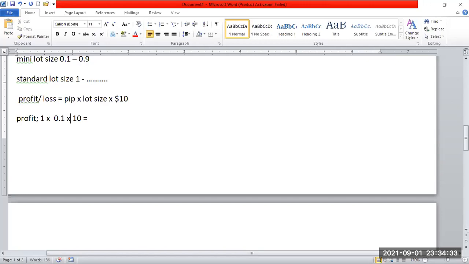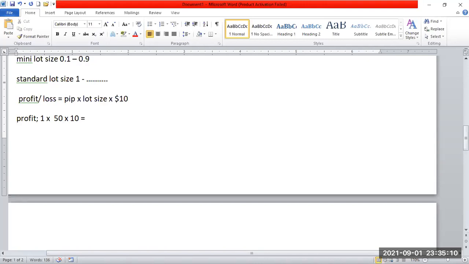If I used a standard lot size of 1, standard lot size is 100,000 units. So this one just means I bought 100,000 units of this. So if I use the standard lot size of 1, I'll be making $10 from this trade. If I use a lot size of 50, that means I'll be making $500 from just one pip move.